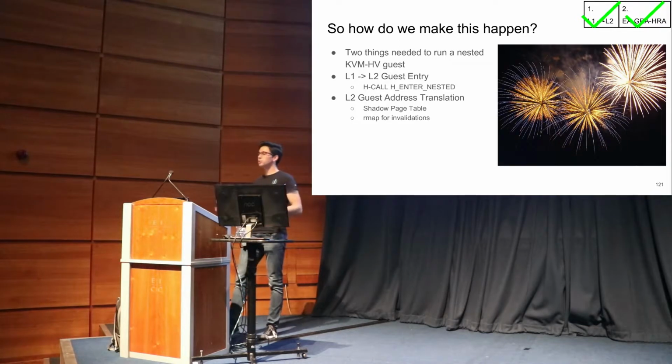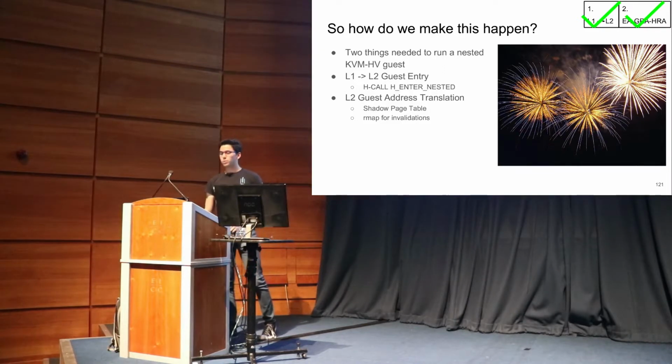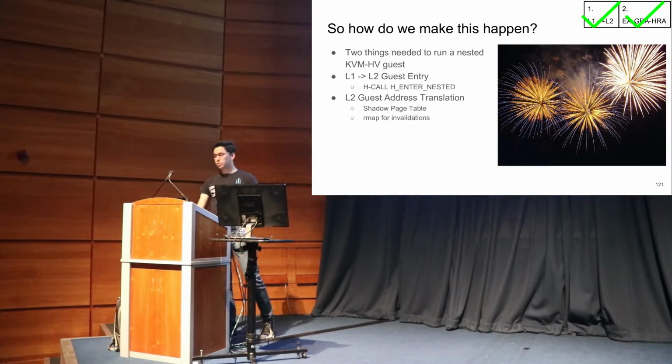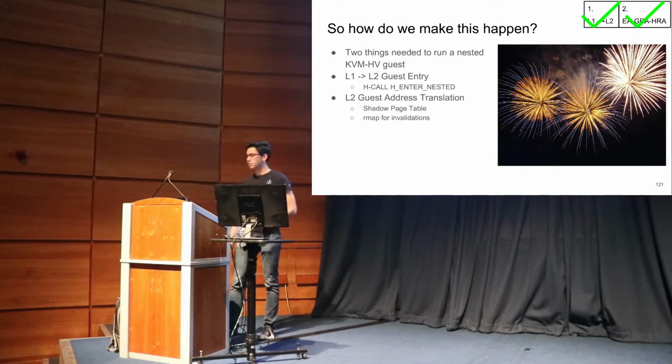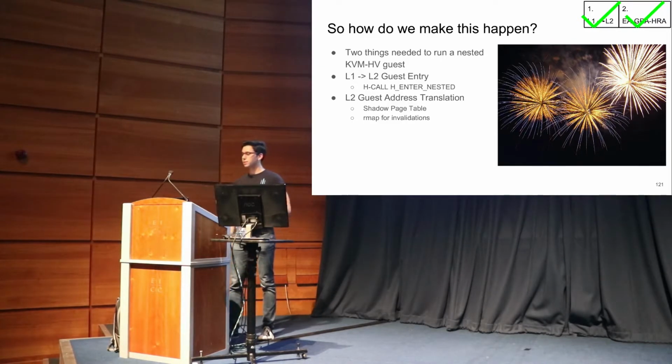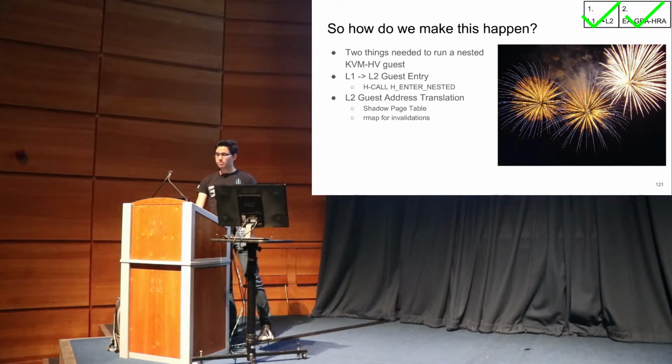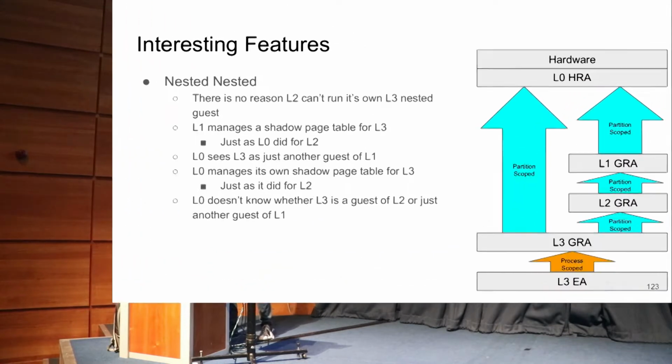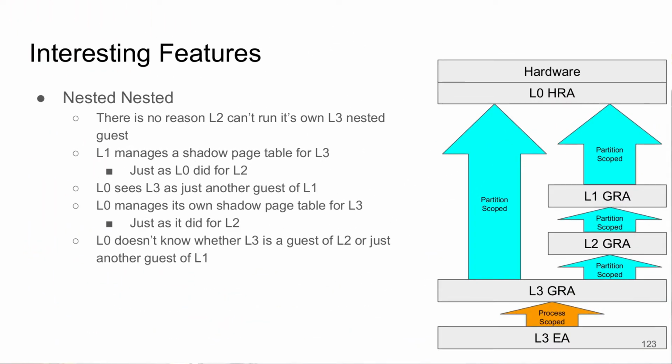So you remember I said there were two things we needed to run a nested guest. First of all, we needed to get from a level 1 to a level 2 guest, and we introduced an H call to do this. Then we needed to be able to translate nested guest addresses, and so we have shadow page tables to do this in the host. Yay! So that's how we implemented it.